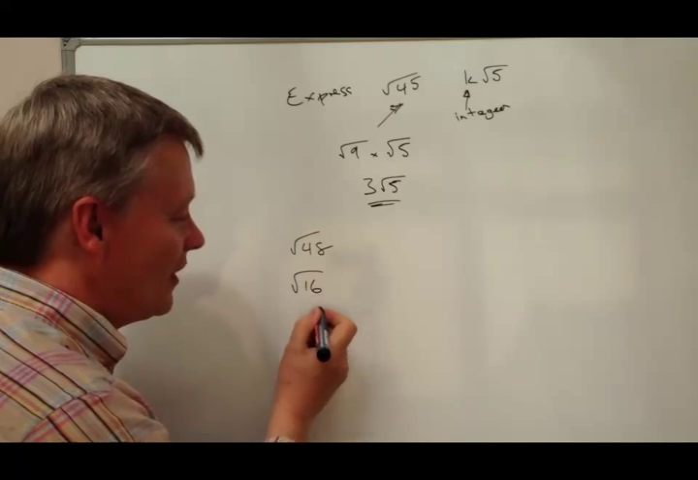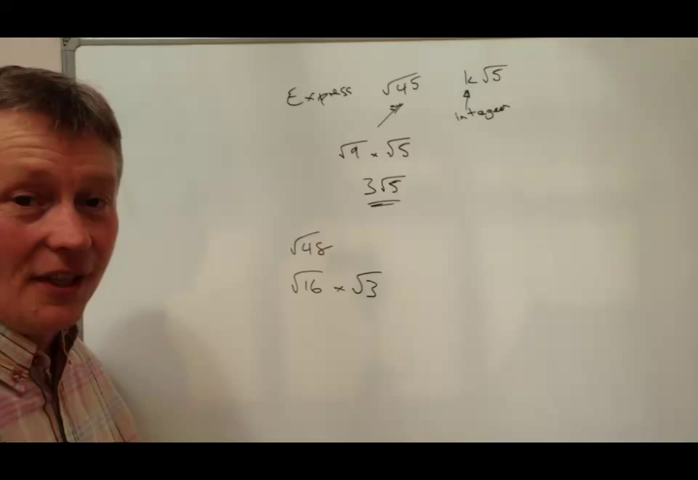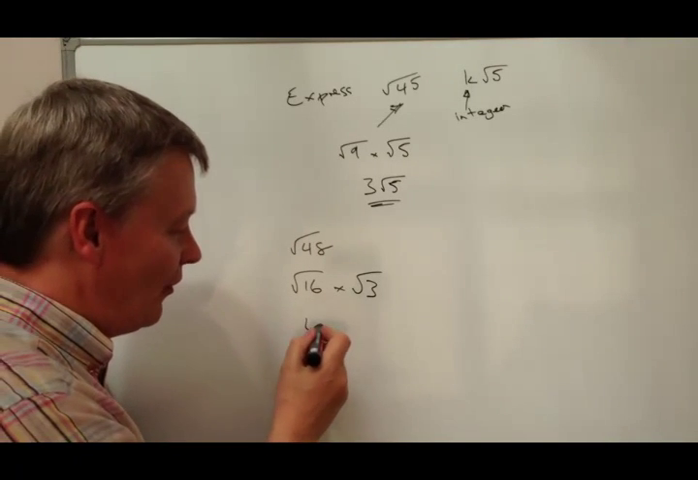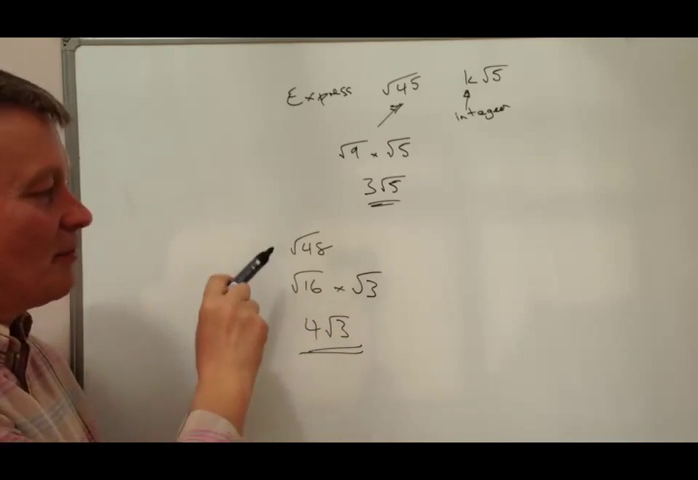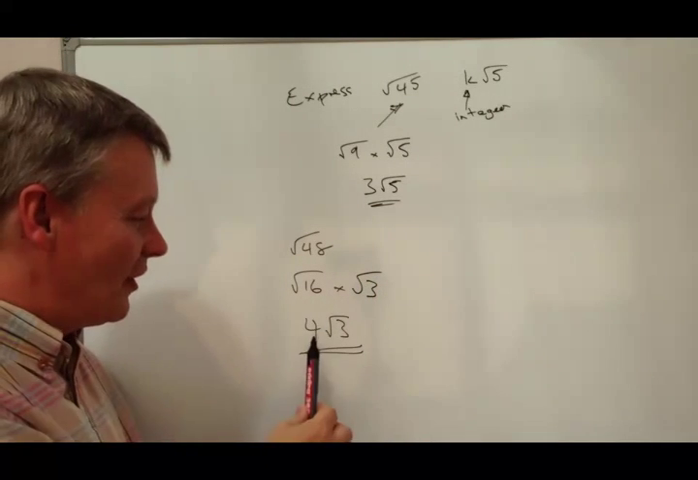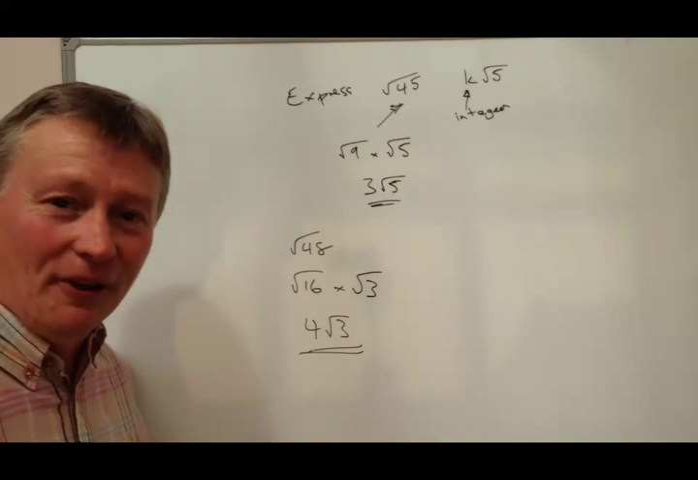So I've got the square root of 16 multiplied by the square root of 3, because 16 times 3 is 48. So the square root of 16 is 4, and then we've got root 3. So expressing root 48 in the form k root something is going to be 4 root 3. I hope that's been okay for you.